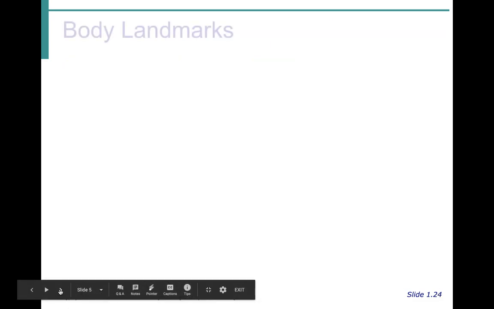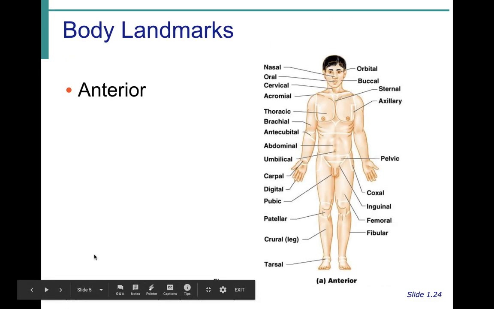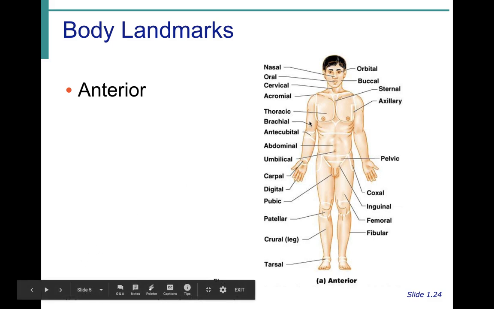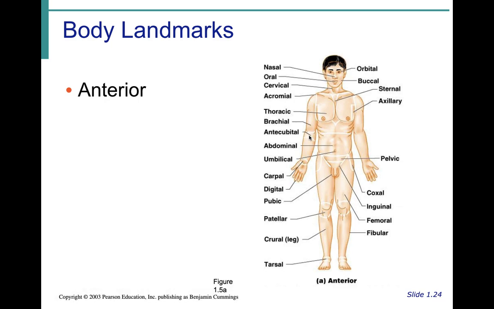Okay, so we're going to look at some of the body landmarks. Anterior, remember, was the stomach area. Posterior was the backside region. Nasal means nose. Oral means mouth. Cervical is your neck. Acromial is on the edge of the shoulder. Brachial is the upper arm. Antecubital is basically the inside of the elbow.